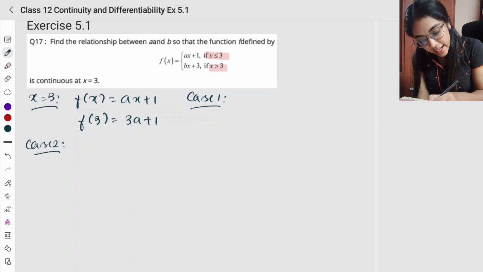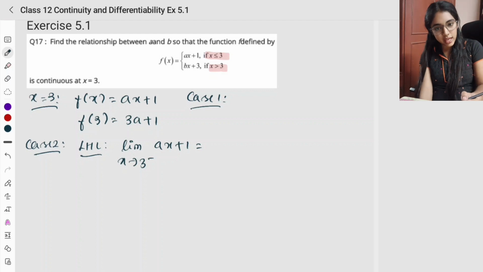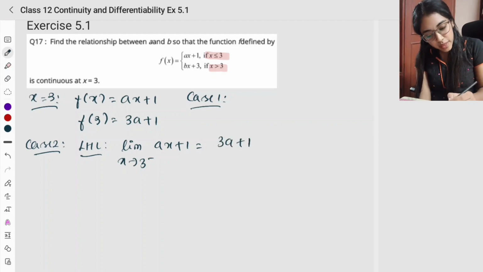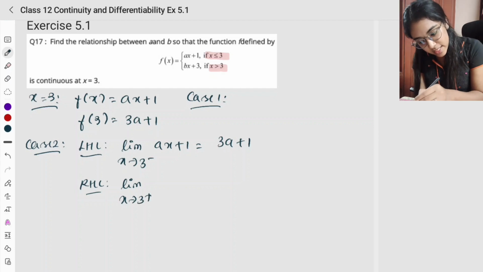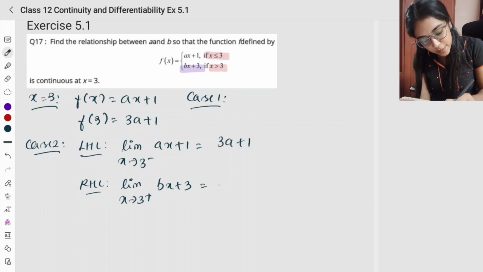Case 2. I'll have the left hand limit, which is going to be limit x tends to 3 minus of ax plus 1. What is the function there? ax plus 1. Then when I substitute 3, what will I have? 3a plus 1. So this is my left hand limit. What is my right hand limit? Right hand limit is going to be limit x tends to 3 plus. For 3 plus, what condition is there? It is going to be bx plus 3, the value marked in purple. Okay, so I have bx plus 3 and I substitute the value of 3. I'll have 3b plus 3.